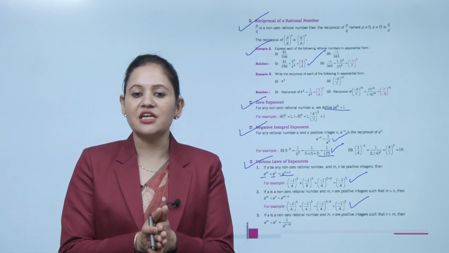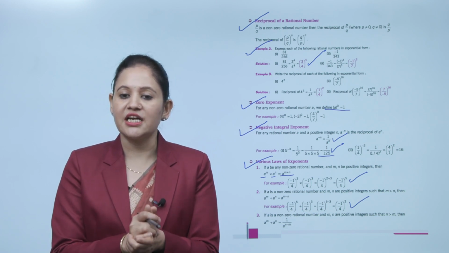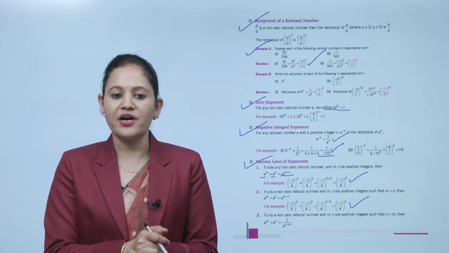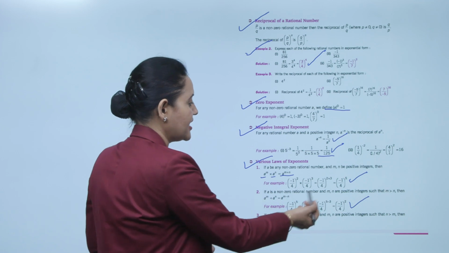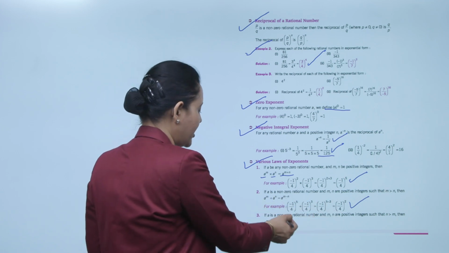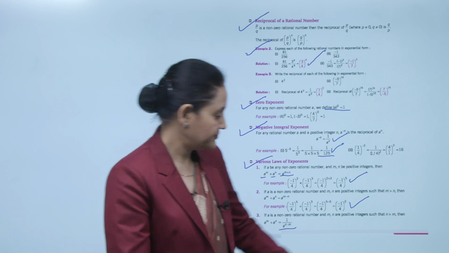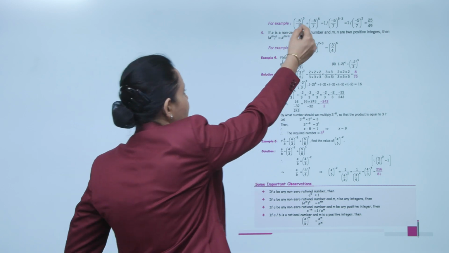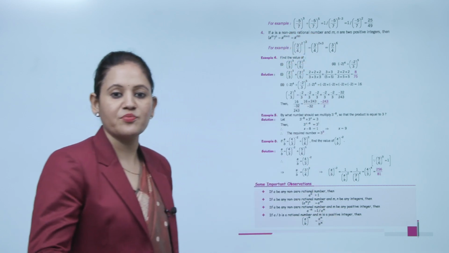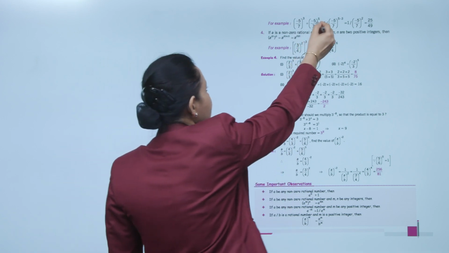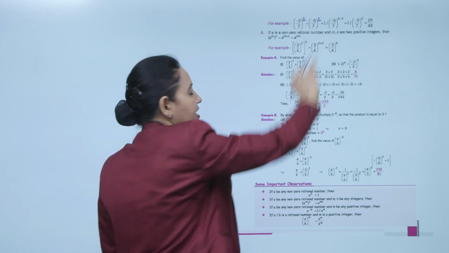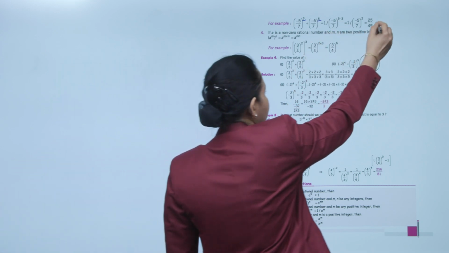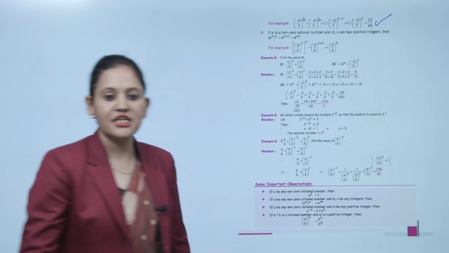If a is a non-zero rational number and m and n are positive integers such that n is greater than m, then a to the power m divided by a to the power n. Here n is greater than m, so we'll write it as 1 upon a to the power n minus m. For example, (minus 5 upon 7) to the power 3 divided by (minus 5 upon 7) to the power 5. Because this power is greater than this one, we'll write it as 1 upon (minus 5 upon 7) to the power 5 minus 3, that is equal to 25 upon 49.